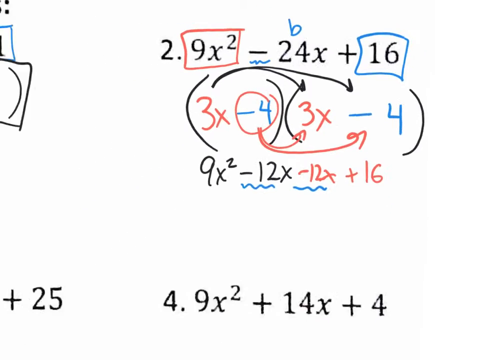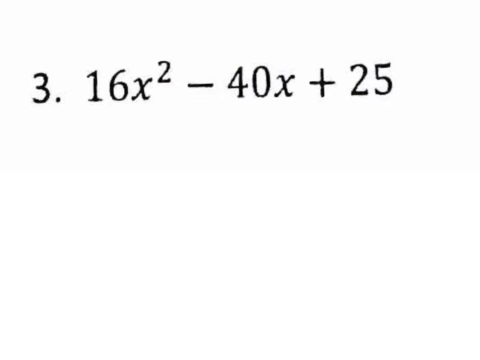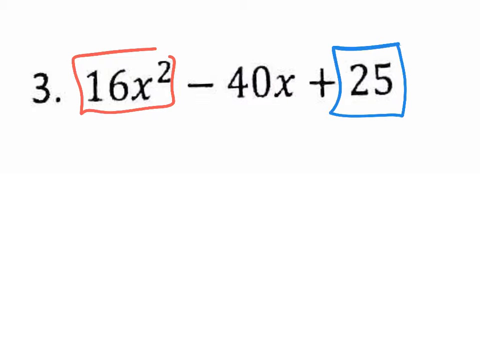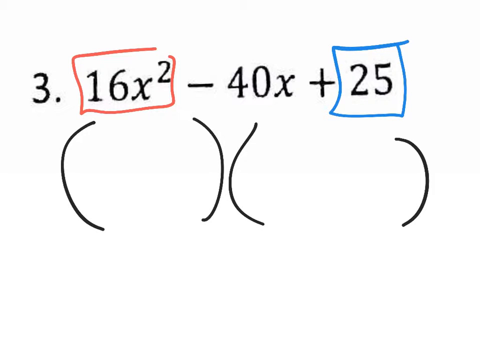Let's try another. So, by the way, you're supposed to check and see if you could pull out a GCF always, but on none of these we've been able to do that. But we do have a perfect square term in the front, a perfect square term in the back. So let's square root the 16x squared. What's the square root of 16x squared? 4x. What's the square root of 25? 5. So we're going to put a 4x and a 5 on both of those.